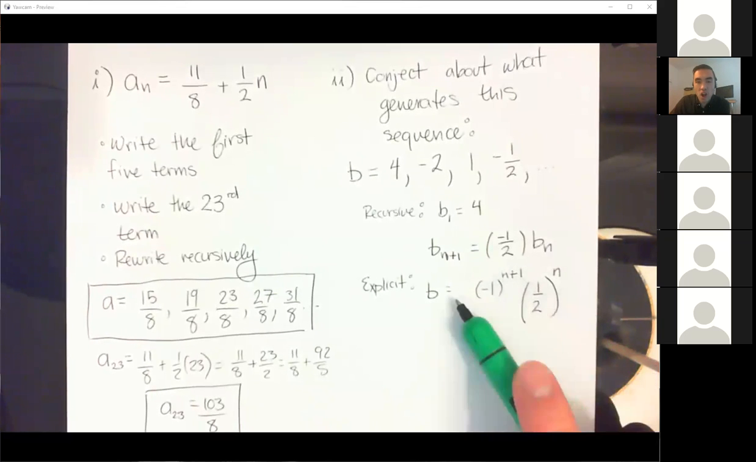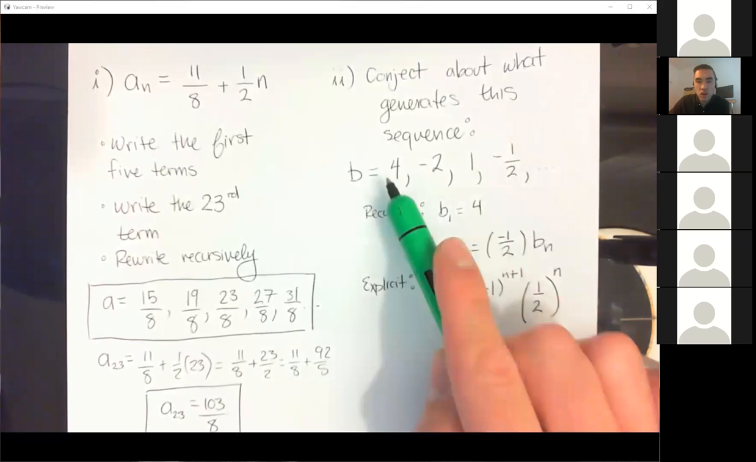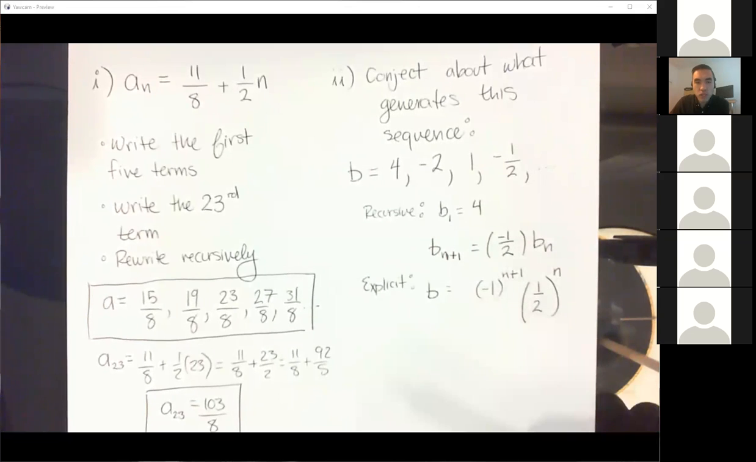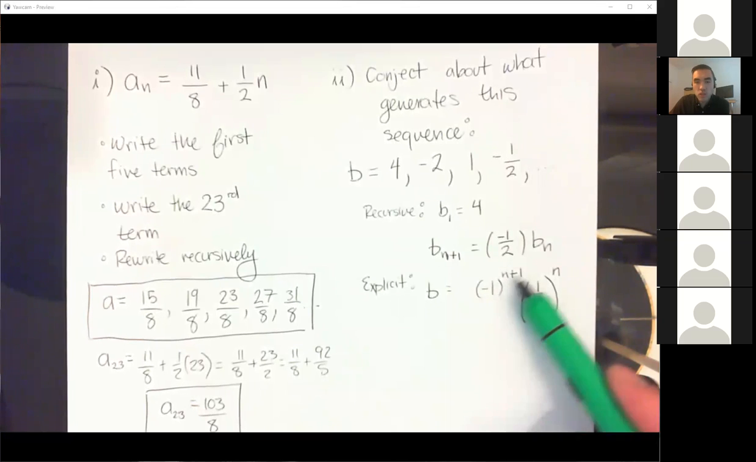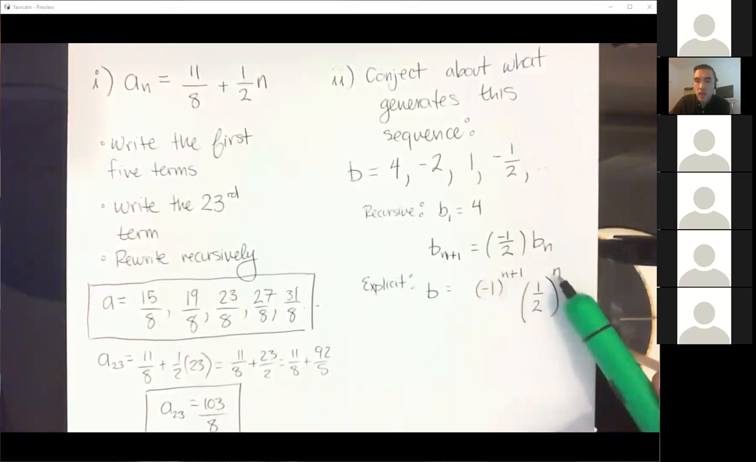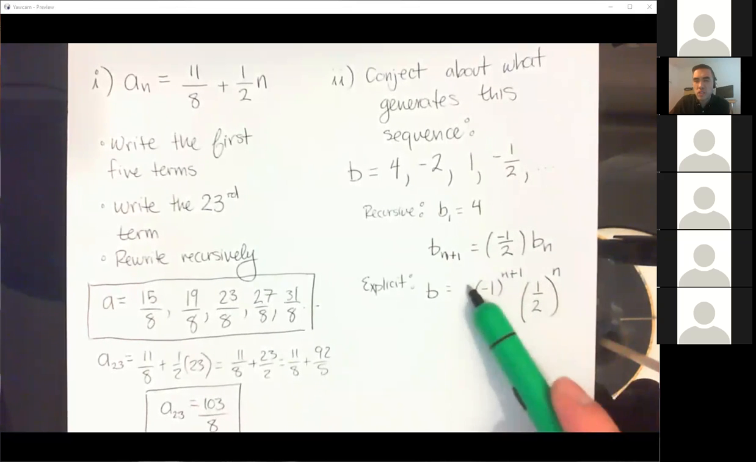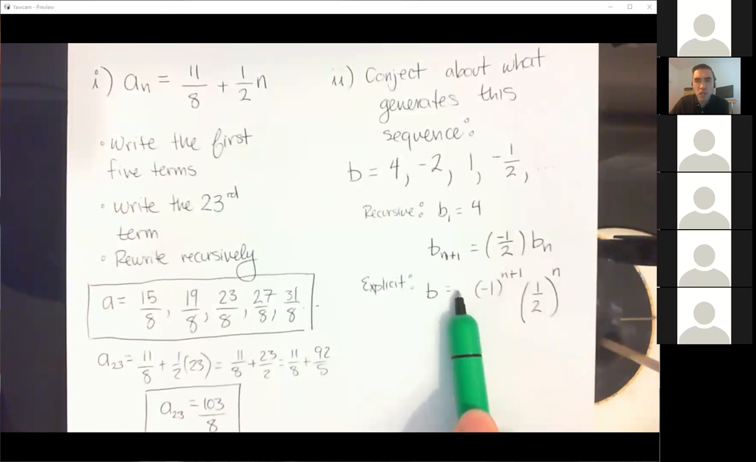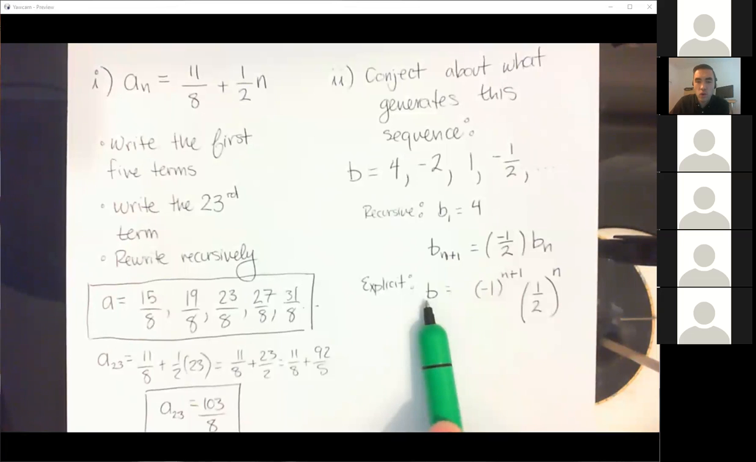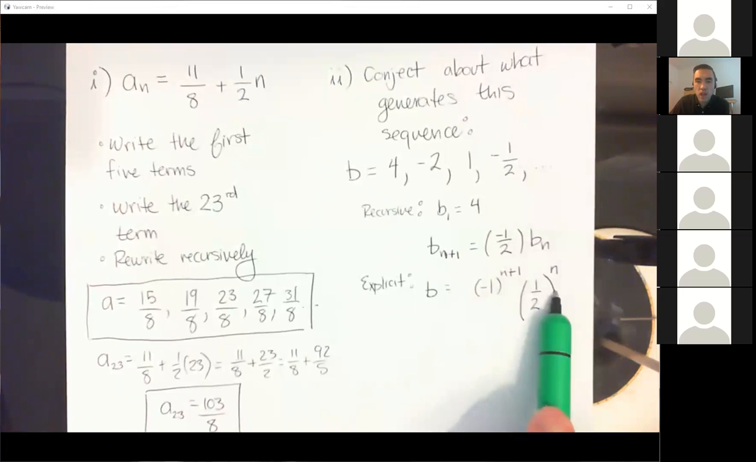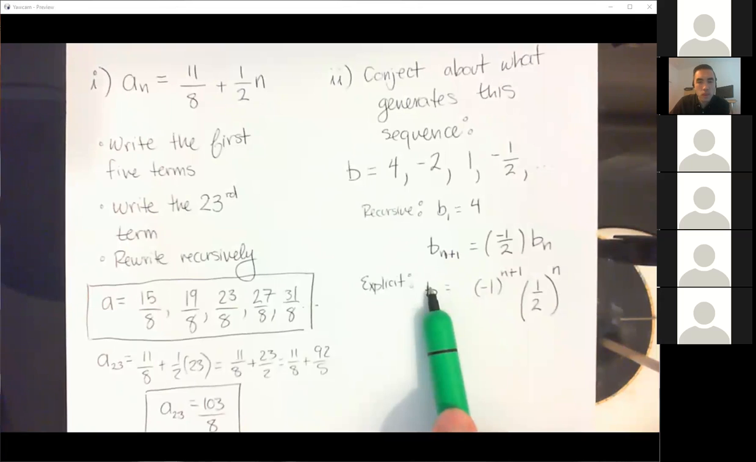And now finally, we need a constant out front so that it fixes our first value. So when we plug in our very first value, we get back 4, right? So if I plug in 1, 1 plus 1 is 2, so this becomes positive 1. And then this becomes 1/2. This is still going to remain. So what does this constant need to be so that when I plug in 1, b1 is 4? What times 1/2 will give us back 4? 8.